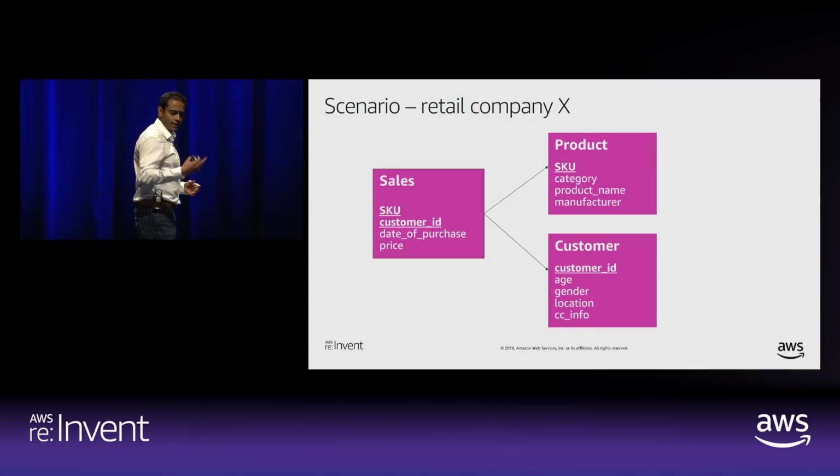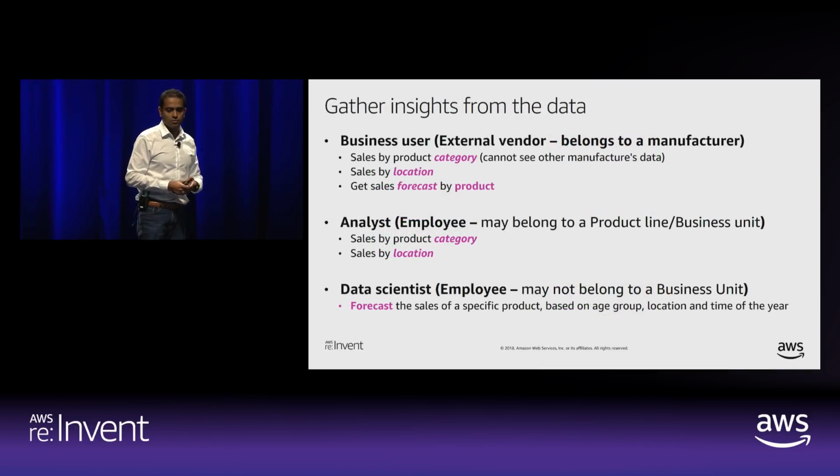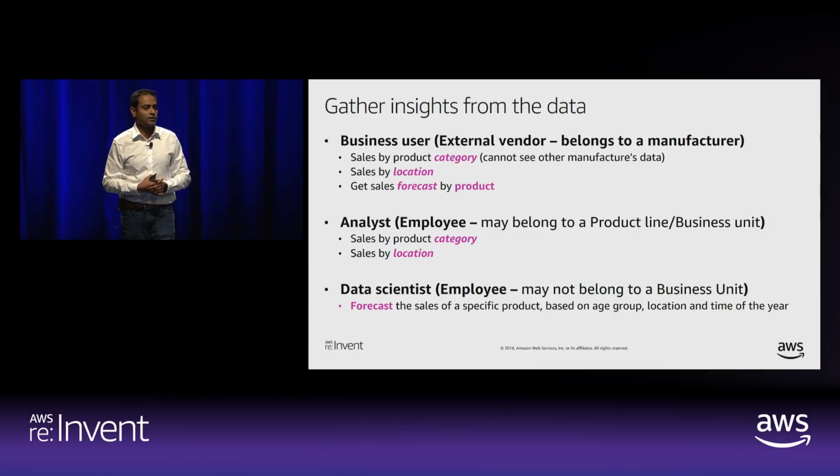Standard setting, there are sales broken by SKU and customer ID. The SKU is mapped to a product table. The product has SKUs and product category, as well as a manufacturer, and a customer which has some PII level information like age, gender, and location. So some basic insights that you want to gather from this.